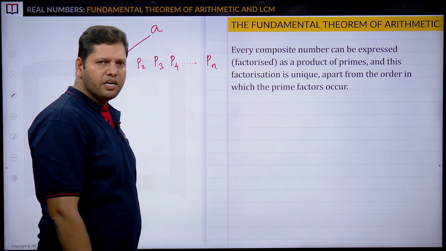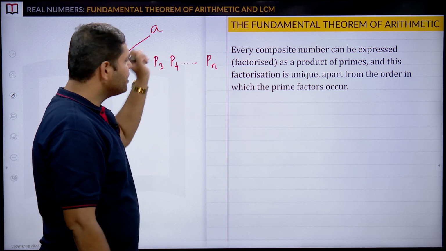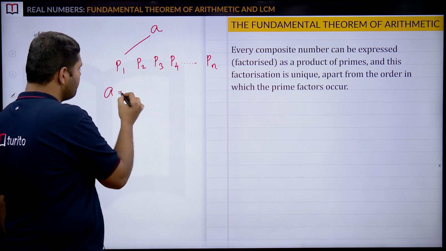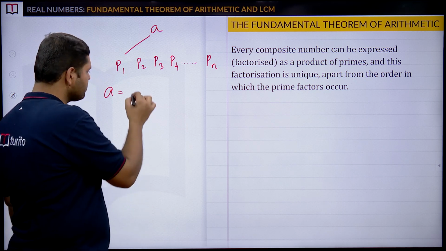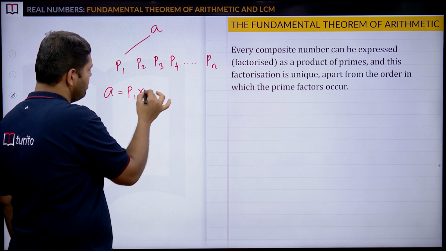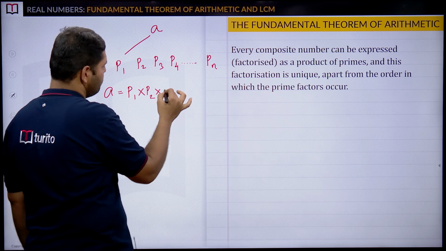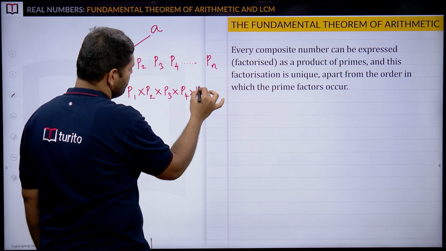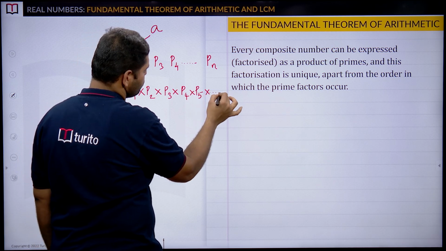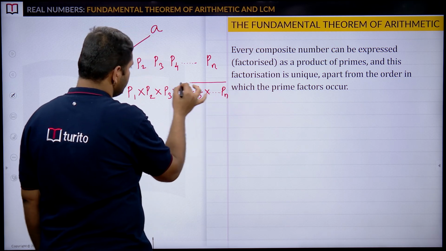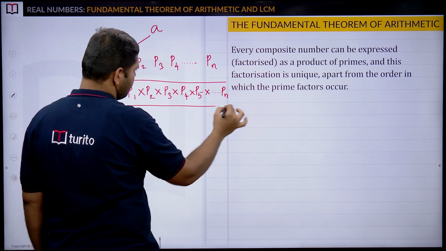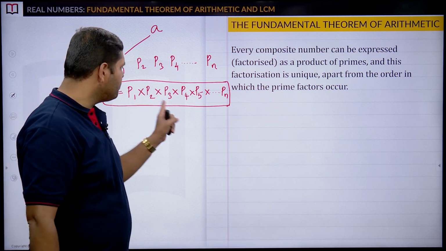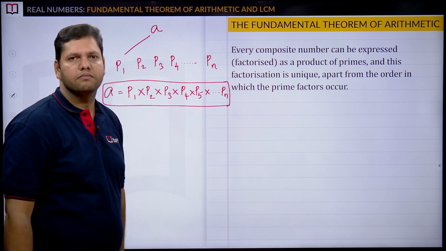So what does prime factor mean? If I multiply all these prime factors, I will get the given number A. So what am I writing? A equals, tell me how we can write it? The multiplication of P1, P2, P3, P4, P5 and so on up to Pn. So this is how I am expressing the complete number using its prime factors, that is P1, P2, P3, P4, so on up to Pn.